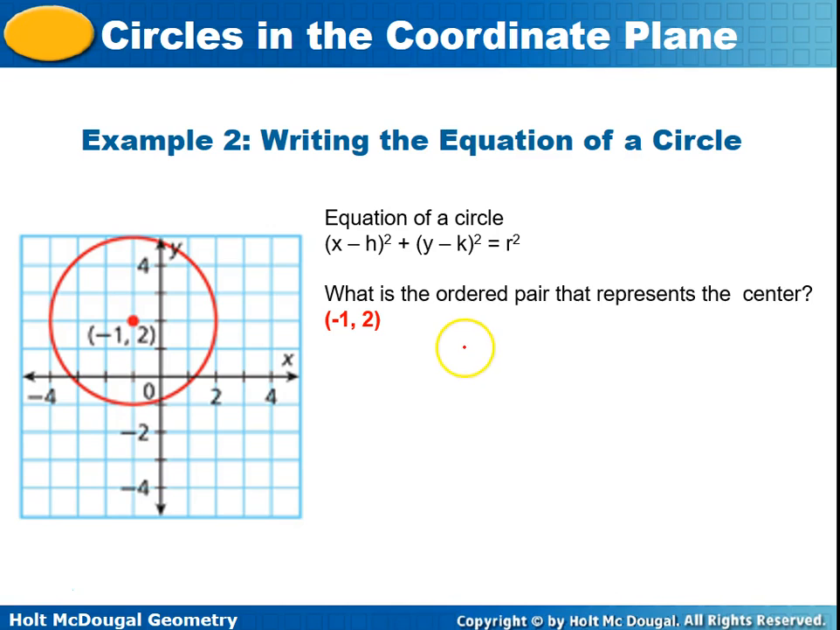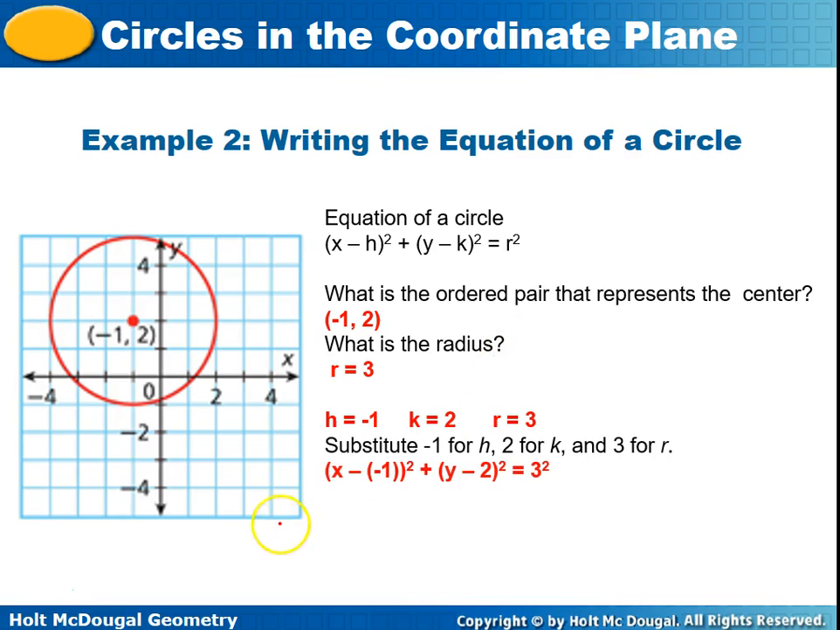So the ordered pair for the center is (-1, 2). The radius is 3. Now all we have to do is plug these in here. So this again, this -1 is our h. This 2 is going to be our k. This 3 is going to be our r. So we plug them back into the equation.